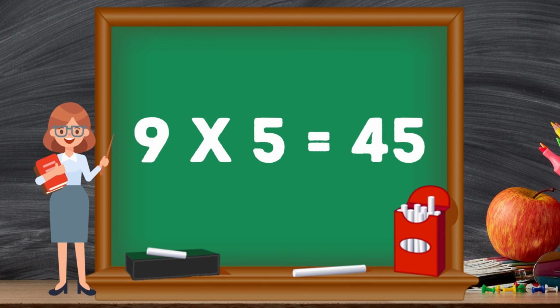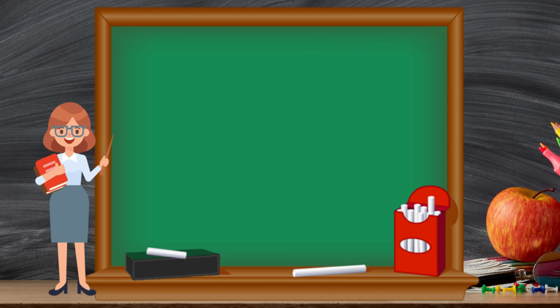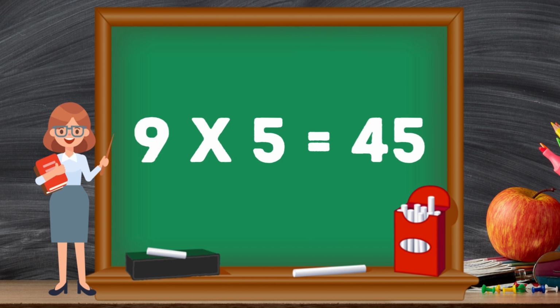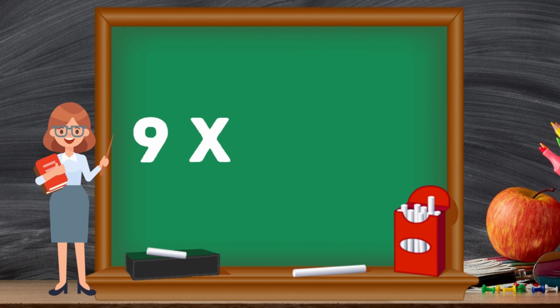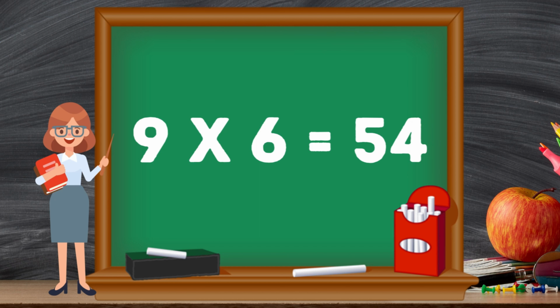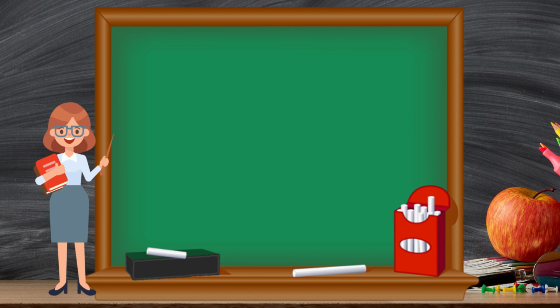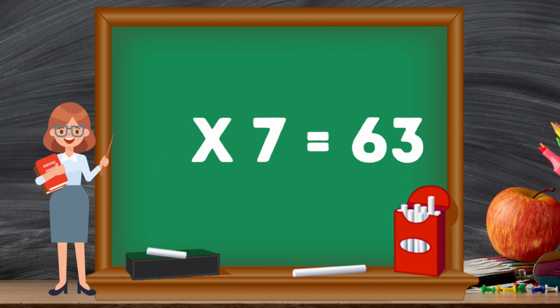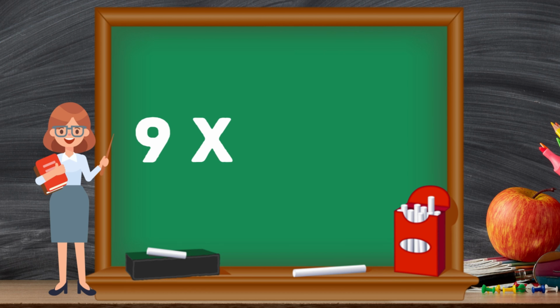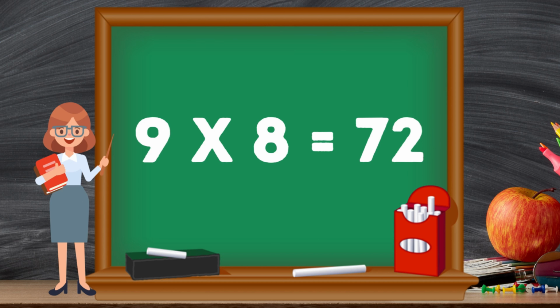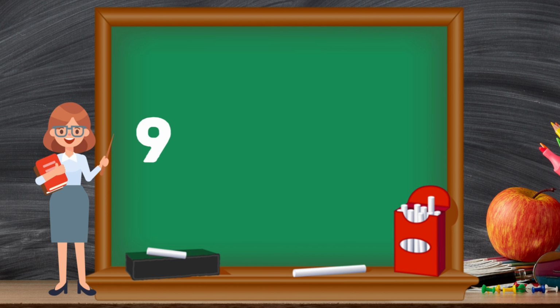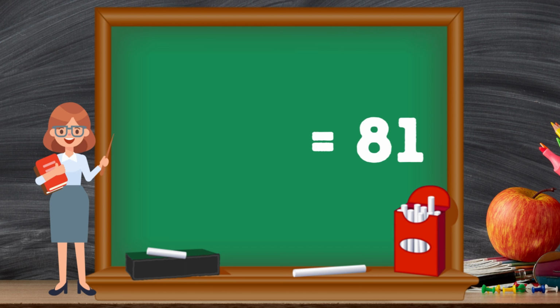Nine fives are 45. Nine sixes are 54. Nine sevens are 63. Nine eights are 72. Nine nines are 81.